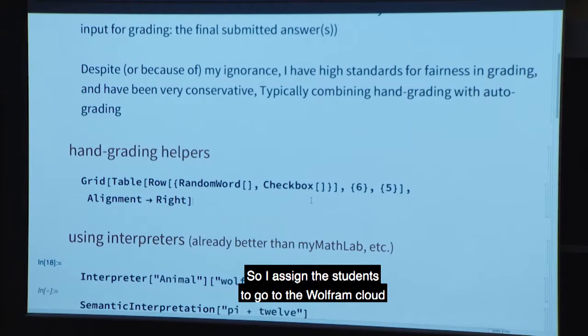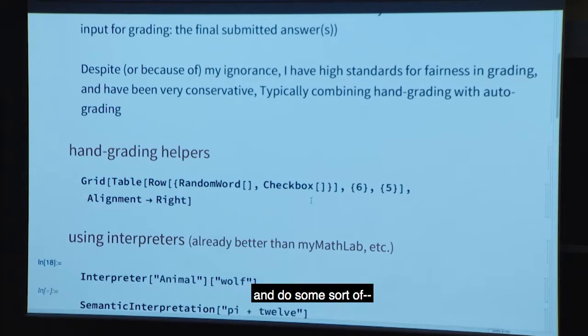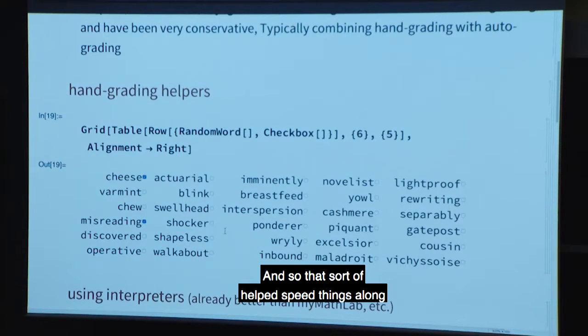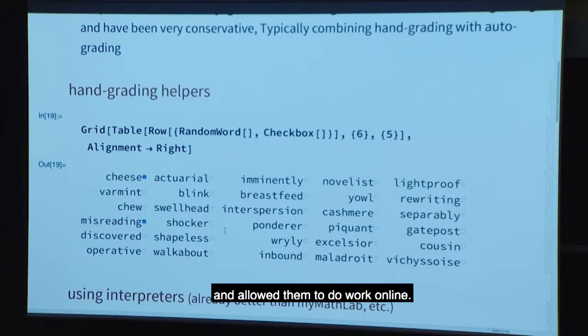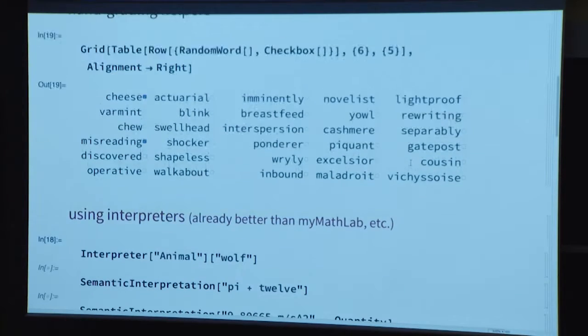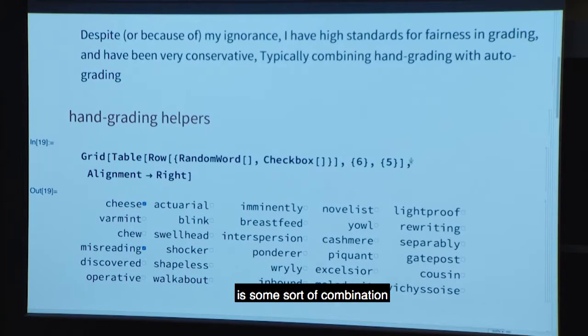I assigned students to go to the Wolfram Cloud and do some sort of task, this was maybe 5 years ago, and it would all get saved in my cloud somewhere. Then I would look at all their answers together in a grid with a bunch of checkboxes so I could easily go down and say yes, no, no, no, no. That helped speed things along and allowed them to do work online. That's not automatic, though. What I've been doing is some combination of automatic grading and hand grading, and I've gotten pretty good at combining them, and I'll get to that in a little bit.